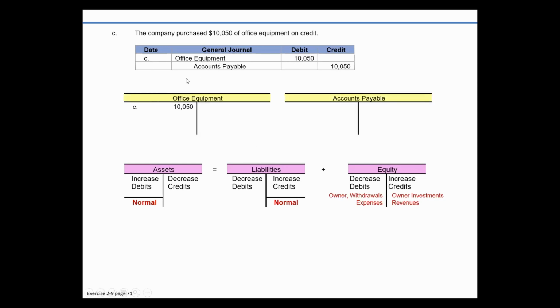So we have office equipment, debit $10,050, because that's what we received. We received the office equipment, and then we paid with accounts payable, $10,050. Notice again that accounts payable is a liability, so that's on the other side of the equation, and to increase a liability we have to credit it, because we still owe this money. We're going to have to pay it off later.